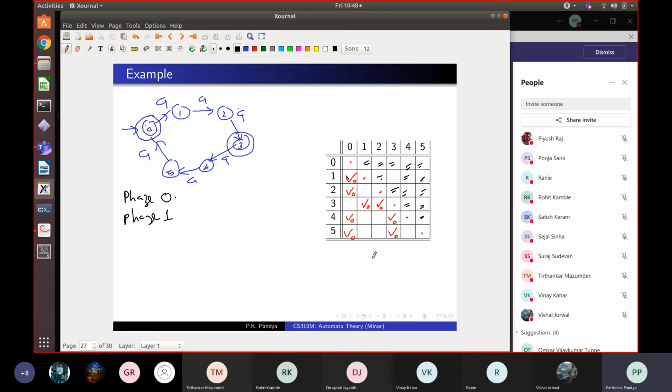Phase 1: I start with every unmarked square in order. I start with column 0, one unmarked square, 0,3. There is only one letter, so on an A, 0,3 will go to 1,4, correct? And 1,4 is not marked in the previous phase. So this will remain unmarked.